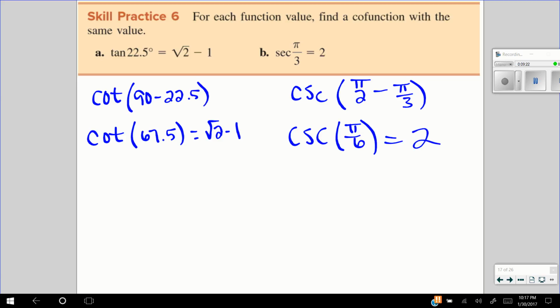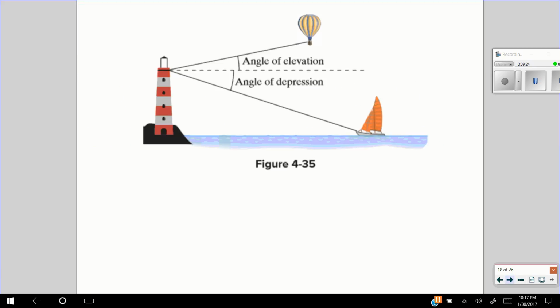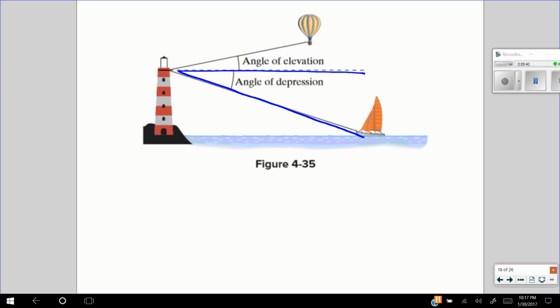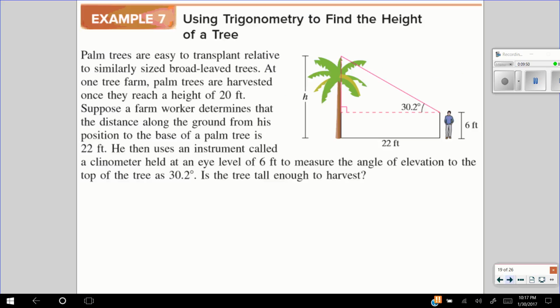Perfect. All right. Angles of elevation and depression. Hopefully this stuff is just review from geometry, right? Angle of depression goes from a horizontal sight line down, and an angle of elevation goes from a horizontal sight line up. The important part to remember is that they both start at this horizontal sight line.